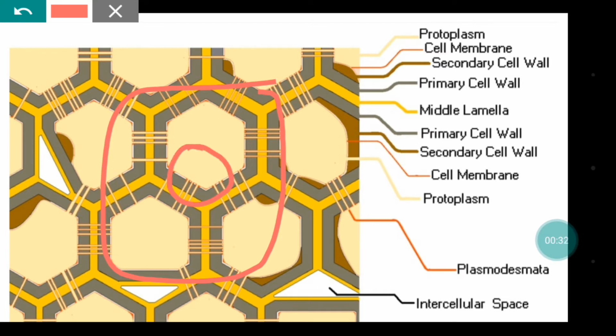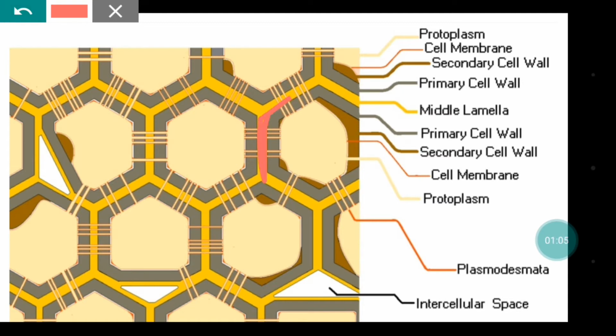What happens during nuclear division? This nucleus will divide first into two. The next step is formation of the cell wall. Here in this region, the cell plate starts forming and moves to the periphery, and finally it gets separated into two cells, right? What you see here is the middle lamella, which forms first after the cell division, and its composition is mainly pectin.